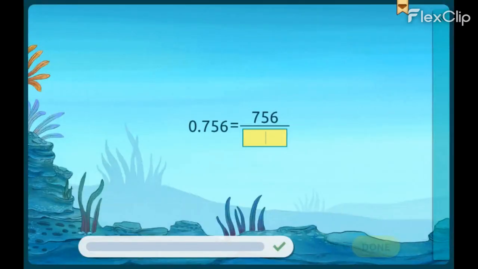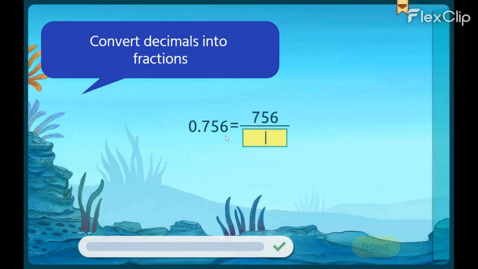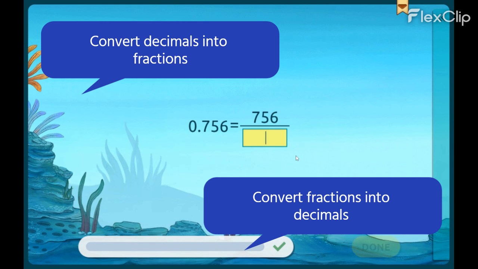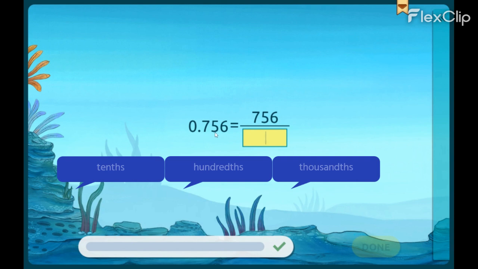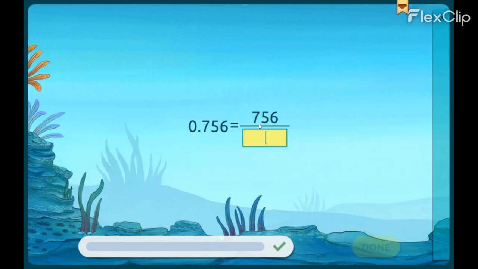Right now we are going to figure out how to convert the decimal into the fraction, or vice versa, how to convert the fraction into the decimal. Let's look at the number of seats that we have here: 7, 5, and 6. We have 3 seats, which means there is the seat for tens, the seat for hundreds, and the seat for thousands. Because thousands has 3 zeros, that's why we are talking about thousands.